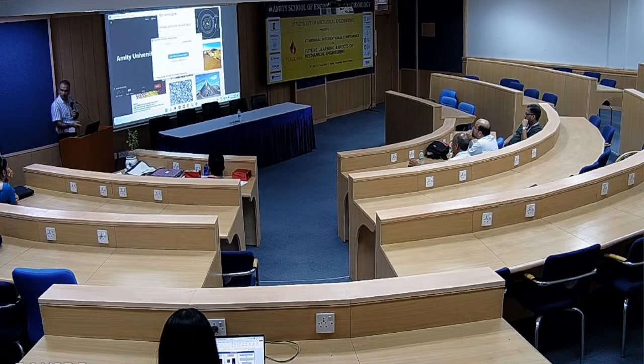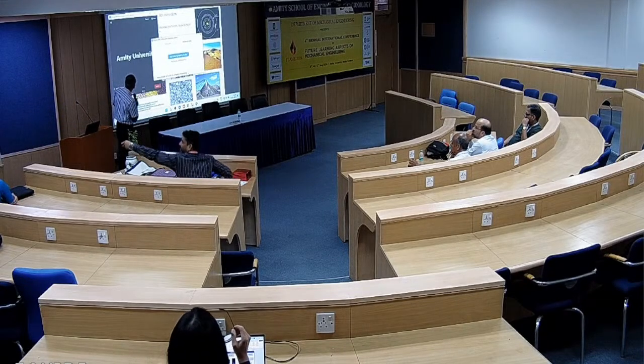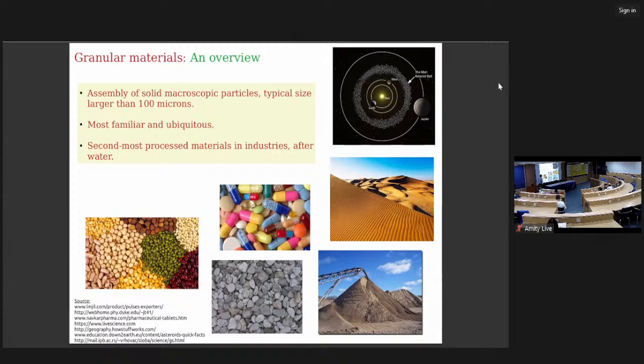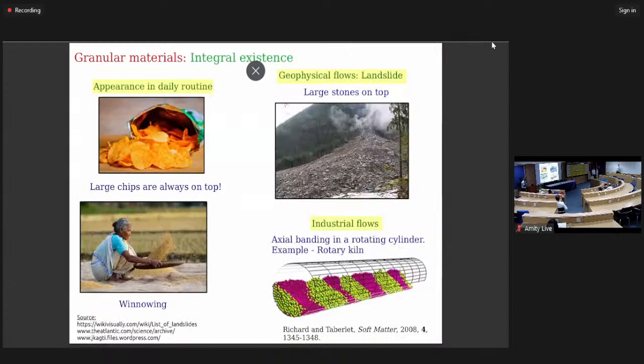that we use in daily life, this we all know. I mean, the grains that we use in the kitchen, pharmaceutical pills, asteroids located between two major planets, sand dunes, and some other geological applications as well. And this has an integral existence, an appearance in daily routine, I'm sure all of us must have experienced.